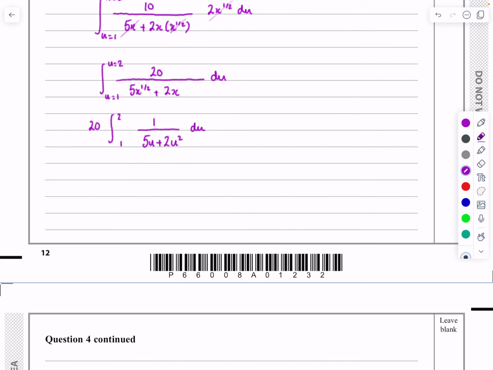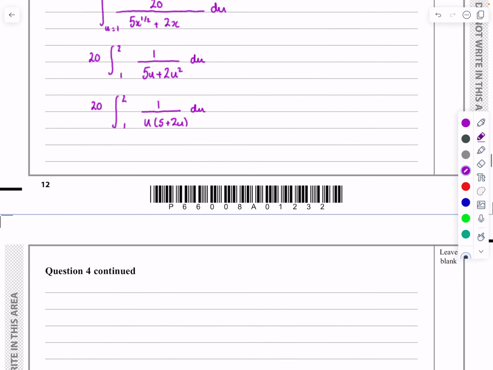In this particular case, what we're going to do is use partial fractions to solve this. We're going to have 1 over, let's take u out as a factor, 5 plus 2u here. That couldn't really be any more classic as to a partial fraction question. So let's just go ahead and do that.